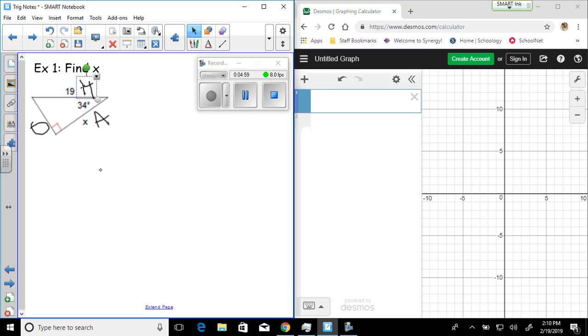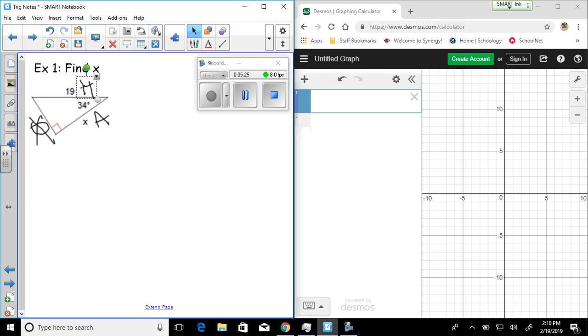Now, because we already have all of that labeled, we have information on the hypotenuse, and even though we're looking for x, that's still information on the adjacent. So right now, we're not going to worry about the opposite. We're going to ignore that. So right now, we have an adjacent and a hypotenuse.